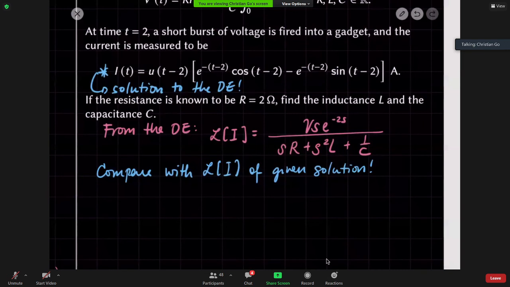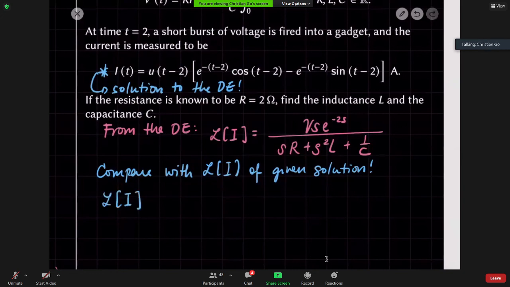So let's now find the Laplace transform of I of the given solution. This, we have to be very careful. Why do we have to be careful here? First, there is a unit step, which means that we have a shift that happens in t. Second, there is an exponential, which means there is a shift that happens in s. Okay, so this is an example of a case where we have a shift that happens in both your s and t, and we have to keep track of when we're doing each shift. So let's do our first.